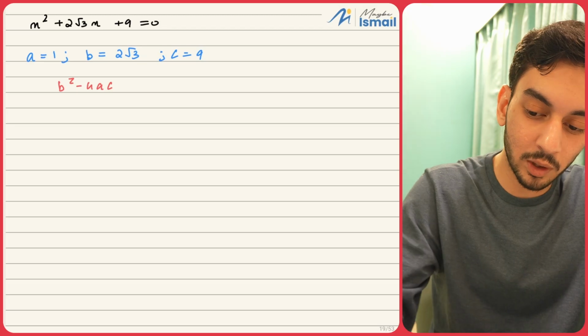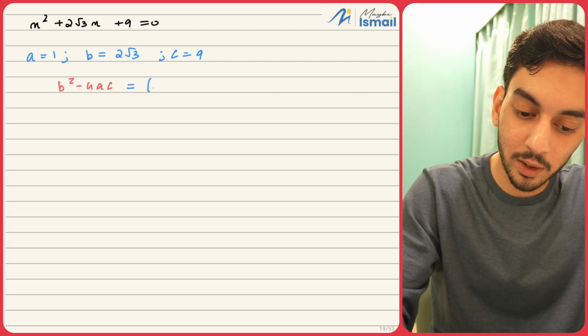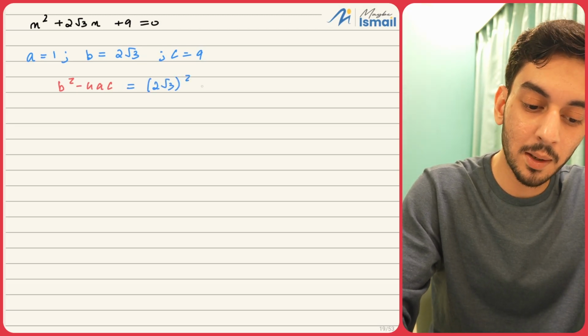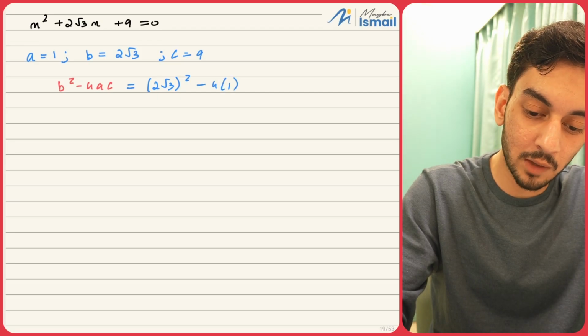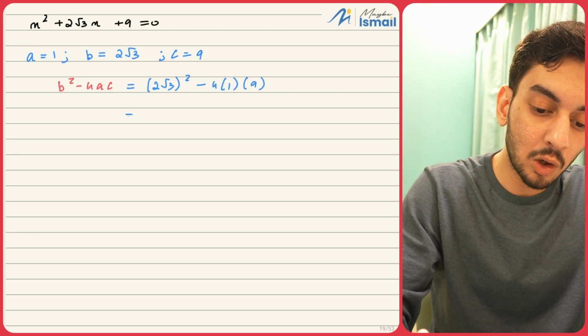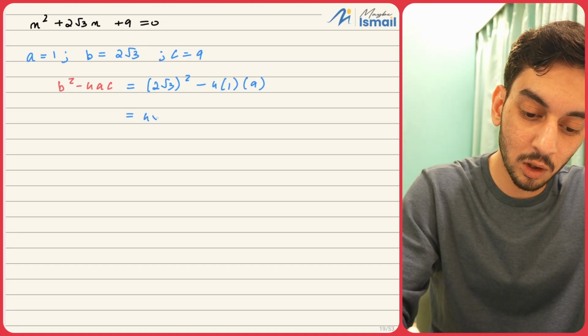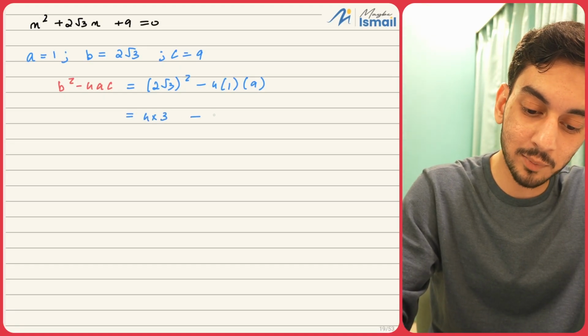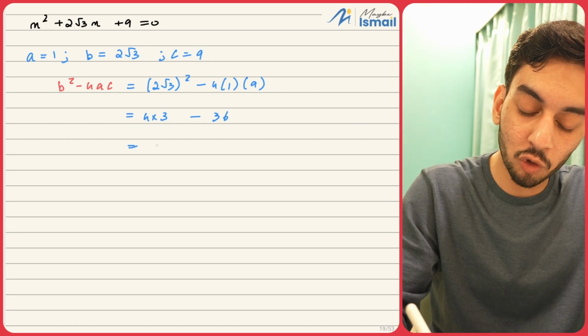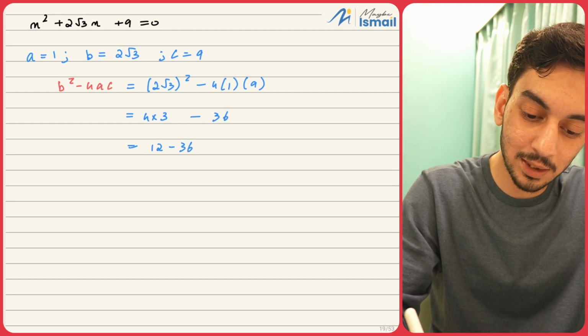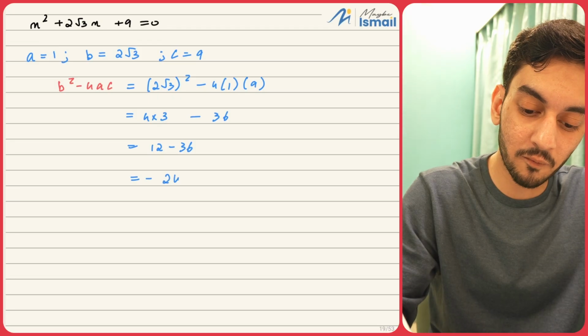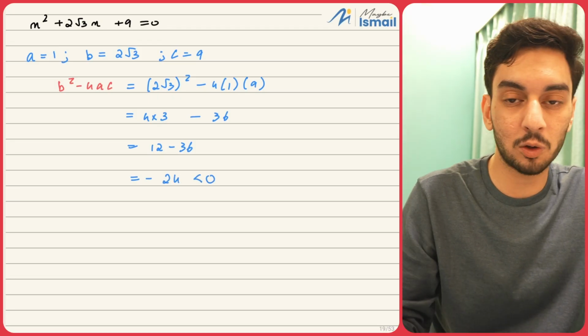So b square minus 4ac would be 2 root 3 square minus 4 times a, which is 1, times c, which is 9. The square goes to both of them, to the 2 and the root 3. So 2 square is 4, root 3 square is 3, minus 4 times 9 is 36. So 4 3s are 12 minus 36, that is negative 24, which is less than 0.